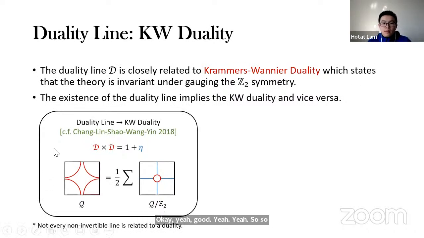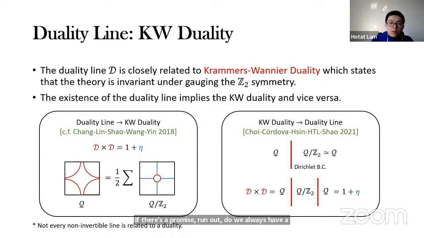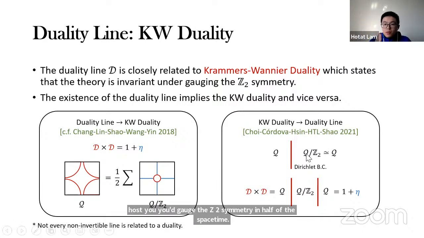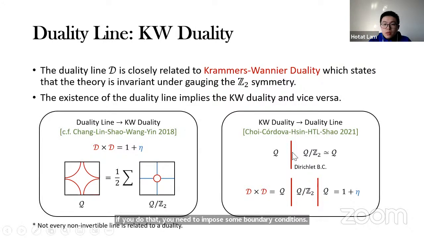So now I've discussed that the existence of these duality lines implies Kramers-Wannier duality. One can ask what happens in the reverse direction. If there's a Kramers-Wannier duality, do we always have a duality line? The answer is yes. Again, I'm working in space-time formulation. You can imagine that you gauge the Z2 symmetry in half of the space-time. If you do that, you need to impose some boundary conditions on the interface. The boundary conditions that I'm going to impose are Dirichlet boundary conditions for the Z2 symmetry.